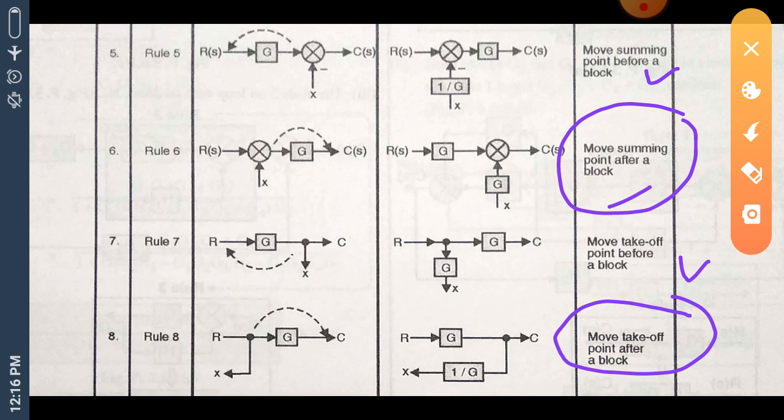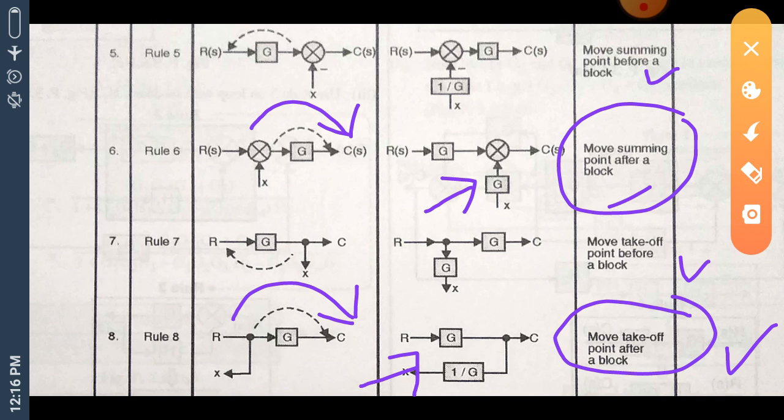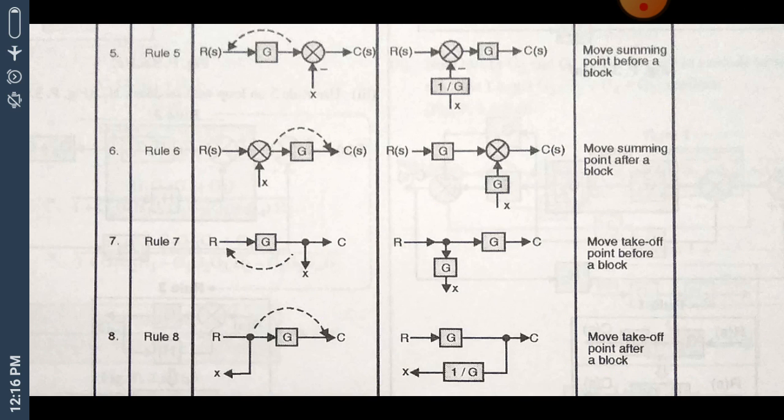See friends, for a summing point moving after the block, we have to add the forward path block as it is. Whereas moving a takeoff point after the block, we have to add the reciprocal of the block in the path of X. So if we remember these two, it is very easy to remember the remaining rules, that is rule number 5 and rule number 7.